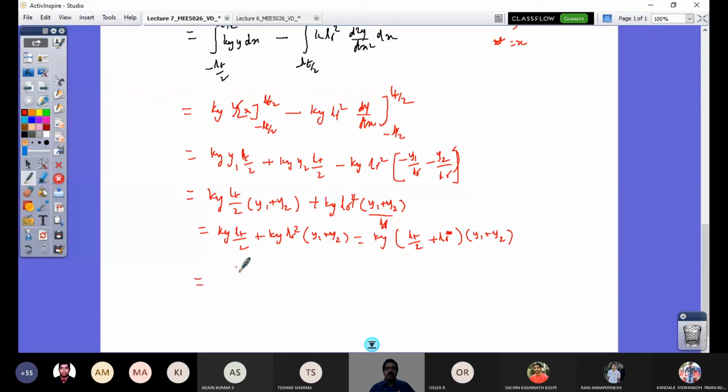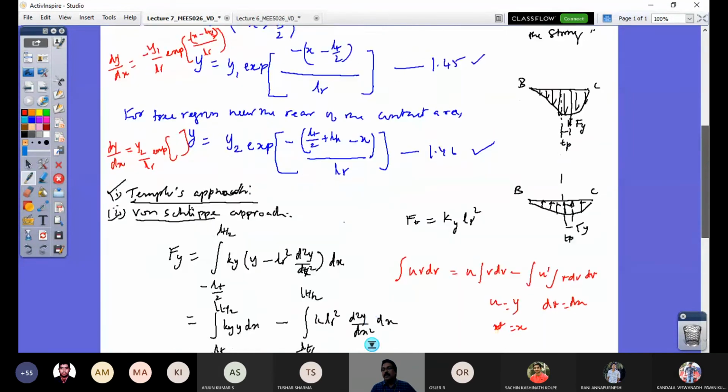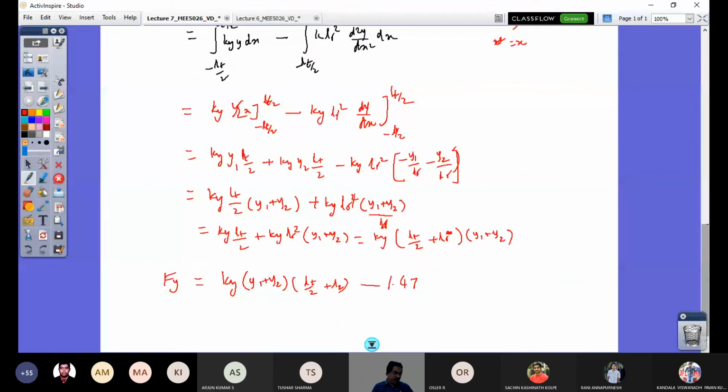So this is my expression of Fy. So I get my Fy now in terms of ky into y1 plus y2, into LT by 2 plus LR. This is my lateral force, and let this equation be 1.47. We have already defined the equations till 1.46, so this is equation 1.47. Any doubt in this?